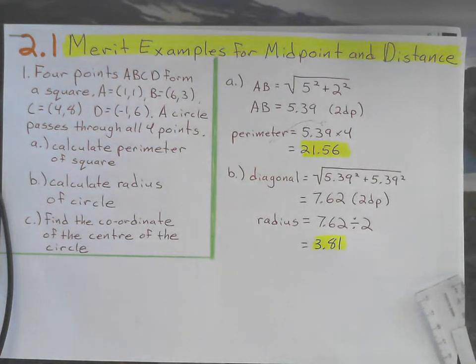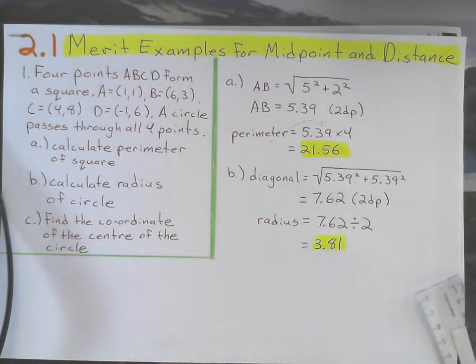There we go. Did you get 3.81? Yeah. Okay. Good. And then finally, see, I do kind of spell it out for you. See, find the coordinate of the center of the circle.